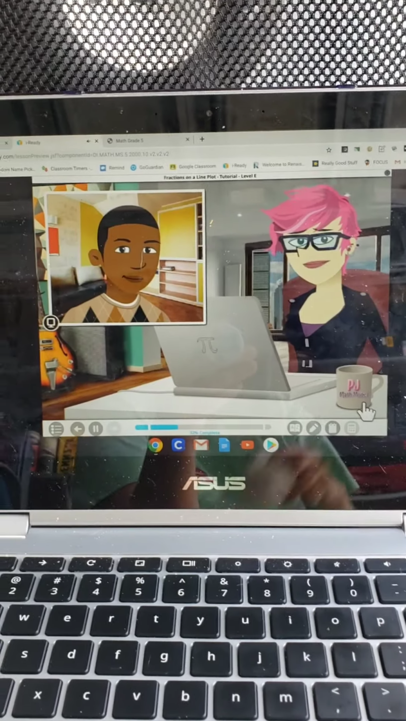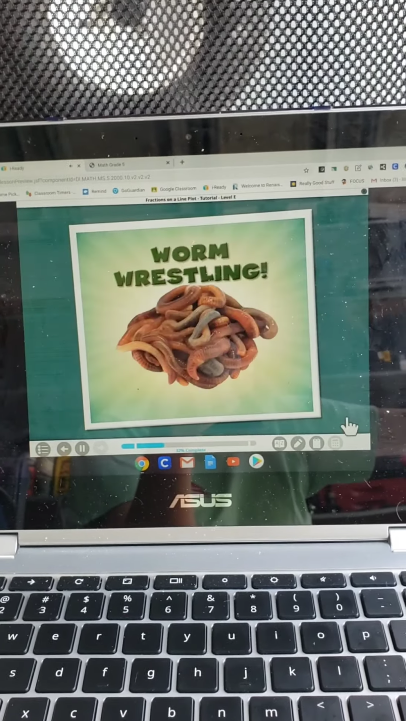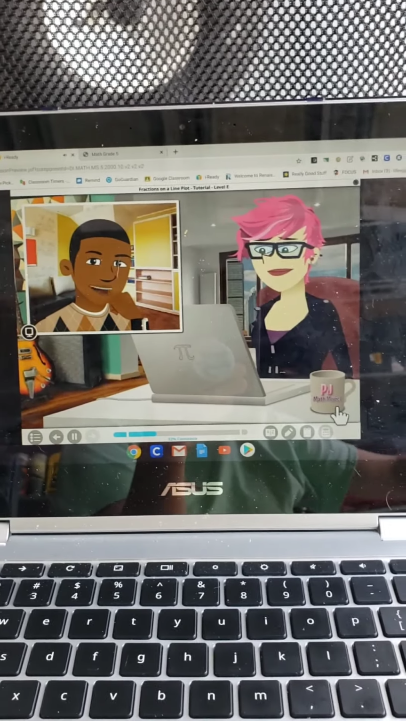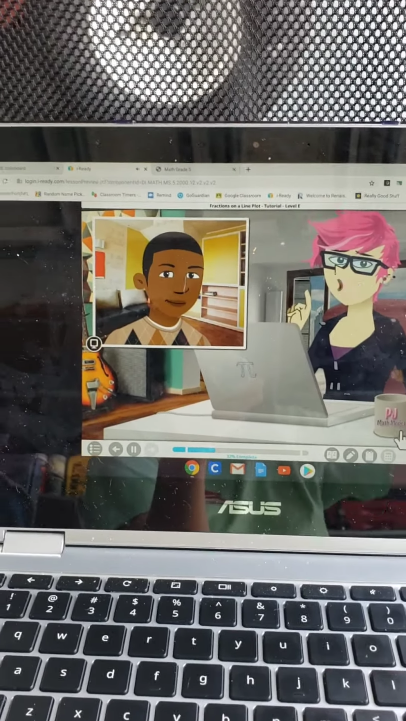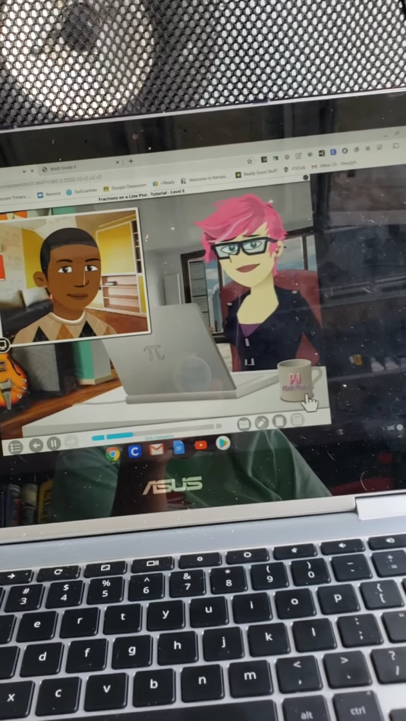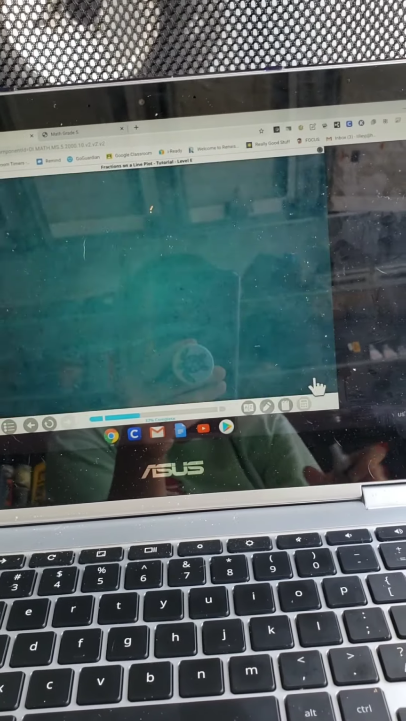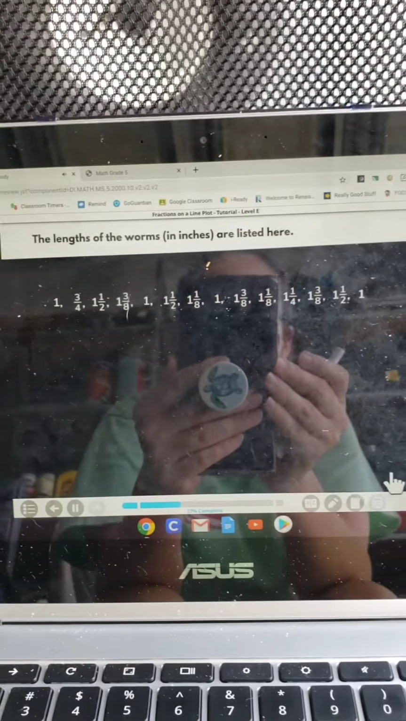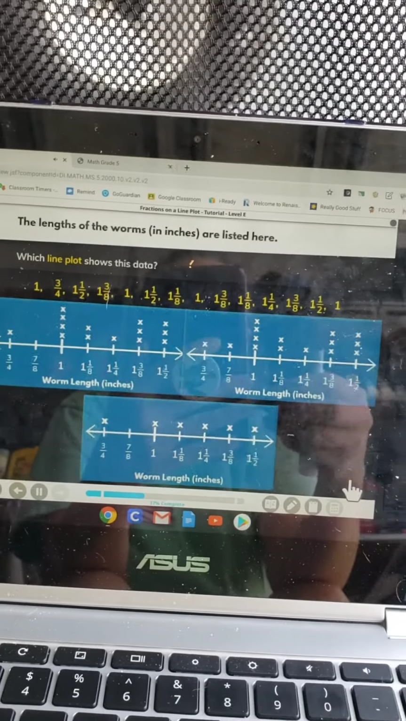Remember the animal games? Well, they've decided to add an event. Worm wrestling. Can you believe it? How does that even work? I mean, well, they're divided into categories by length, you know, to keep it fair. Check it out. The lengths of the worms in inches are listed here. Which line plot shows this data?